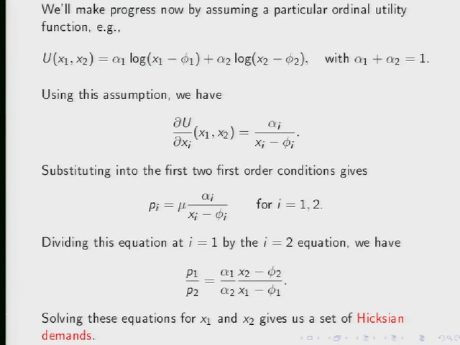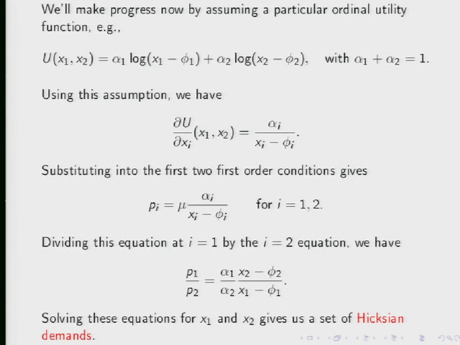Okay, now here comes a trick, and maybe I should do it on the board. So think about the first two goods. My conditions here are that p1 is equal to mu times alpha 1 divided by x1 minus phi1. That's the first order condition that's associated with x1. And then I got p2 equal to mu alpha 2 divided by x2 minus phi2. Those are the two conditions.